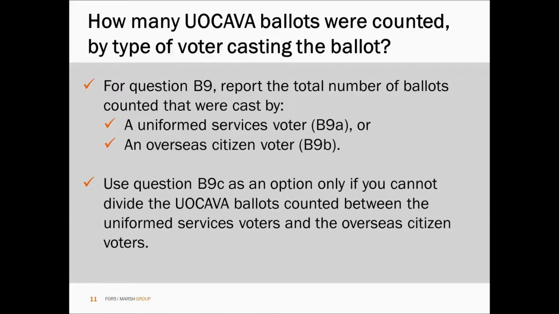B9 is just asking for you to subdivide the number of ballots counted by the person who cast that ballot. Were they a uniformed service voter, or were they an overseas citizen voter? So the total number of ballots cast that were counted that were sent in by a uniformed service voter is B9A, and B9B is the number of counted ballots that were cast by overseas citizen voters. There is a B9C option. You should only use it if you cannot divide the UOCAVA ballots counted between the uniformed service voter population and the overseas citizen voter population.